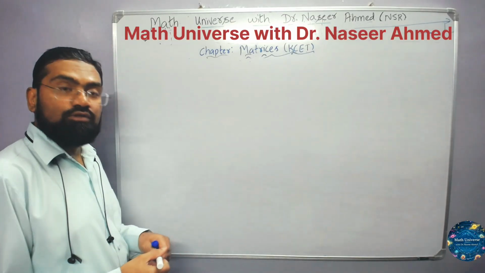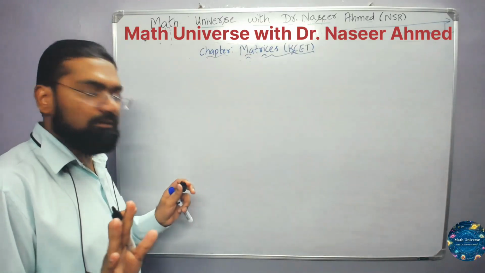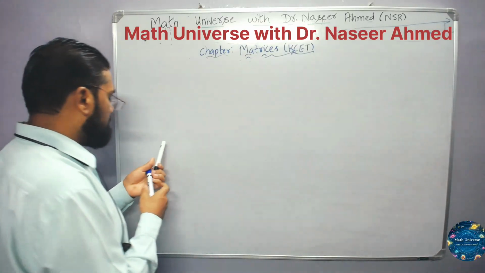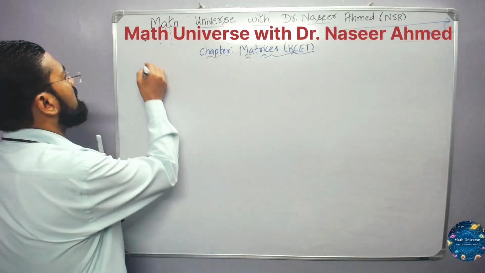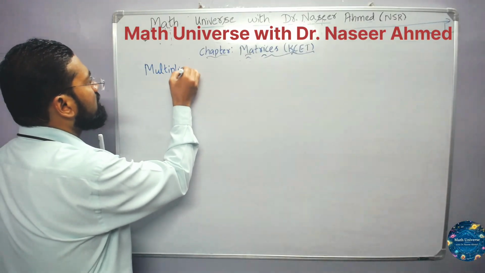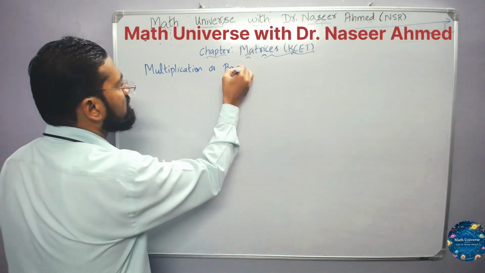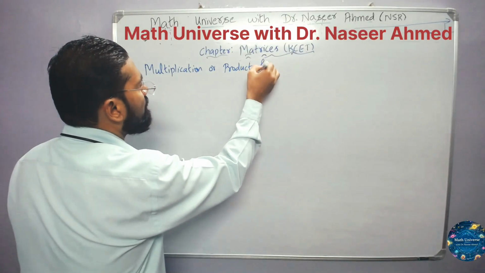Now let us move on to multiplication of two matrices. Then I will quote all the properties. Coming to multiplication or product of two matrices.